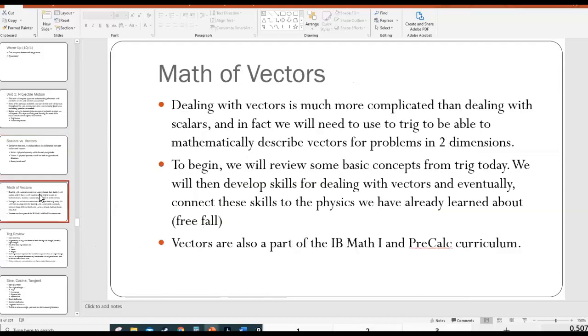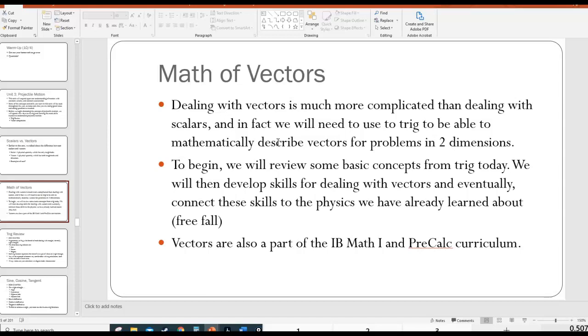Okay, so we talked before about how dealing with vectors is much more complicated than dealing with scalars. Basically, we're going to be focusing on reviewing trig today. Trigonometry is a branch of math, as we'll see, and we basically need those basic skills in order to talk about vector components, which you need to basically do problems involving vectors. Okay, and so we're just going to kind of ease into it.